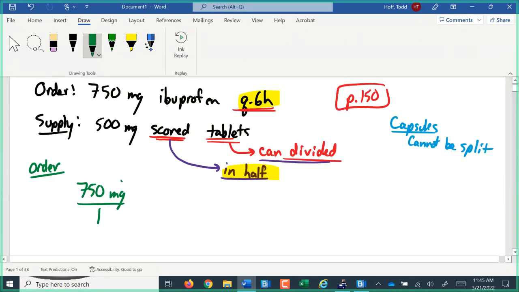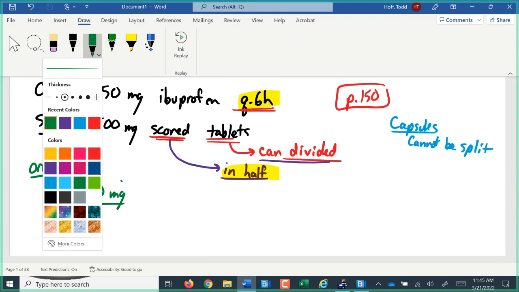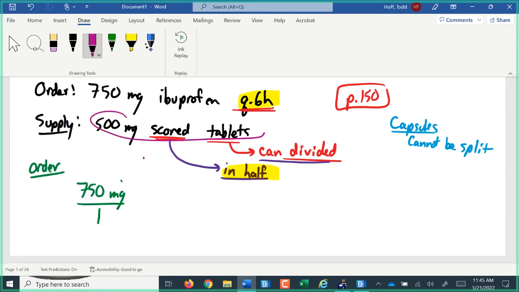Now then, the only other thing we need out of here is the conversion from the label. That's this right here, 500 milligrams scored tablets. So we're going to multiply by a conversion factor. Milligrams are on top here, so in our conversion factor, milligrams are going to go on bottom. 500 milligrams per 1 tablet.